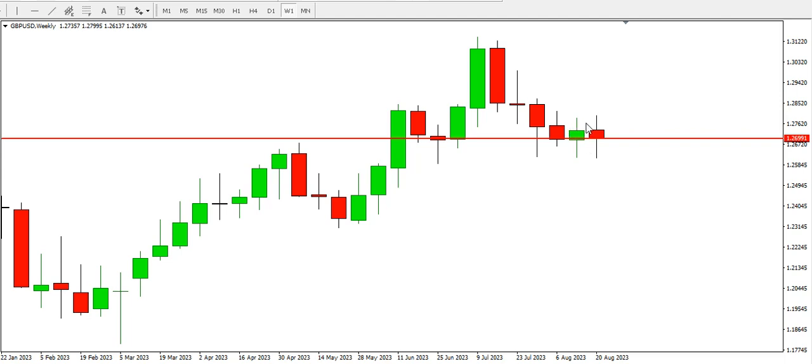So range traders on the weekly time frame will be having a field day because price is currently not showing any direction whatsoever.